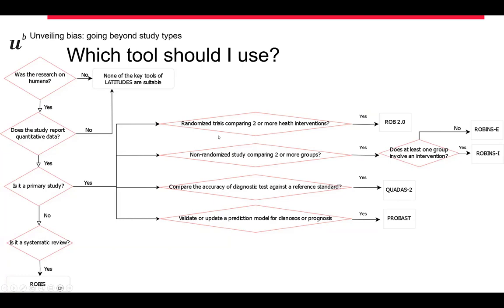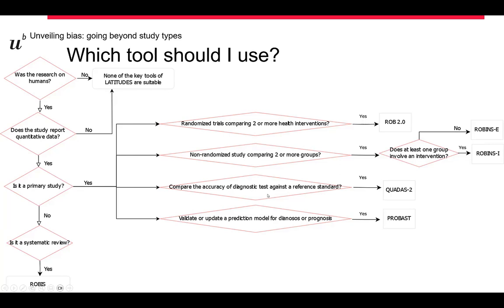That is the case for randomized trials, where you will be guided to use the ROB2 tool. But in the case of non-randomized studies, where you are comparing two or more groups, you will need to be aware if that study is actually also comparing an intervention. If that is the case, you will use ROBINS-I. Or if that's not the case and it is a purely observational study, you will be guided to use ROBINS-E.